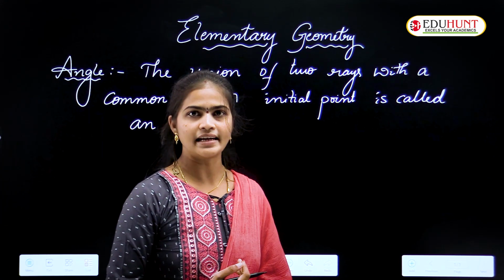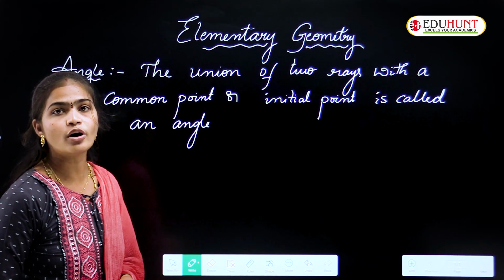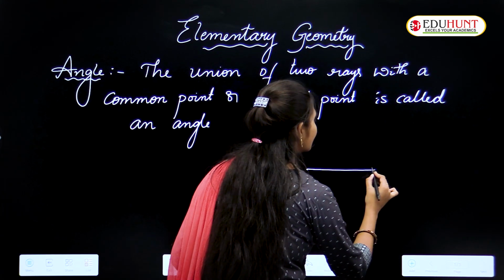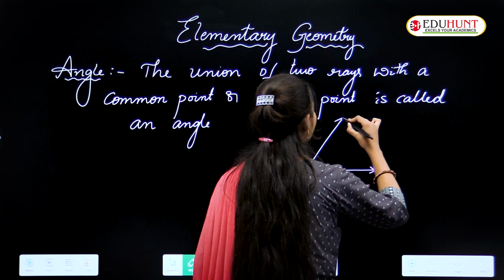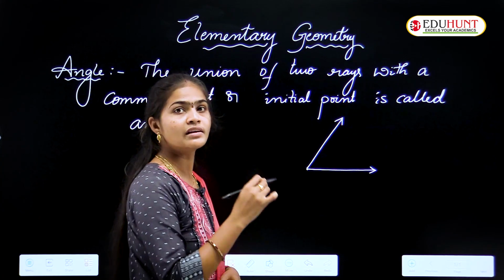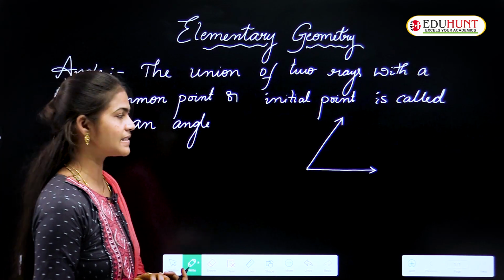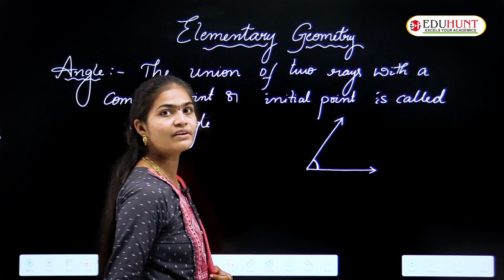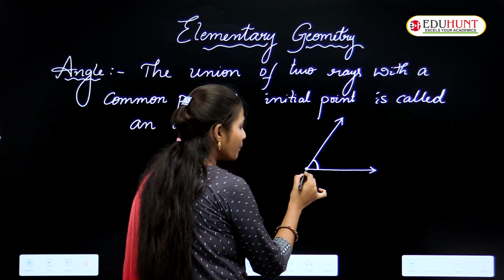Already we discussed that ray, right? So here the union of two rays with that common point or initial point is called an angle. Here this is one of the rays, right? Here I am going to take another ray. Without taking two rays we cannot form any angle, right? So if you want to form any angle, we always need to take two rays. Okay, so the union means the region which is formed in between those two rays, at that common point.